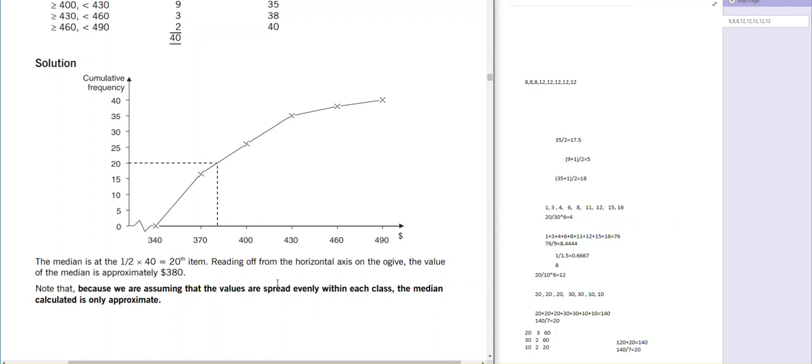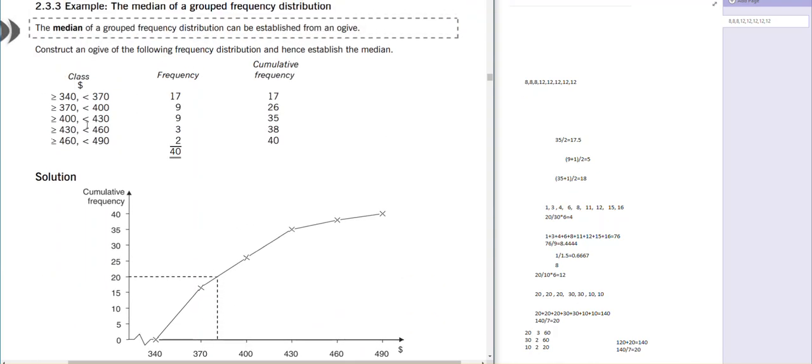We can put it on the graph as well. For example, if we have group data, we have from 340 to 370, and the total data is 40. So it is an even number. For odd numbers, we have to add 1, but here we just divide it by 2 directly. It becomes 20. So the 20th would be our midpoint.